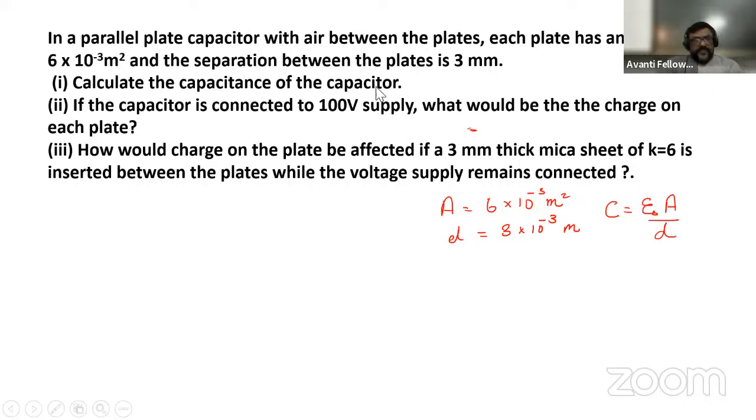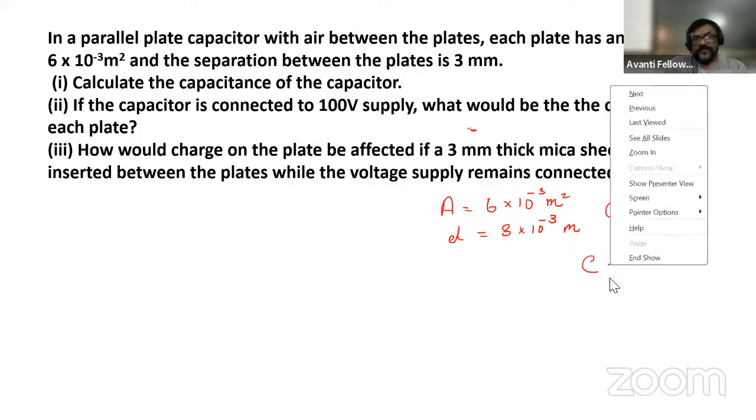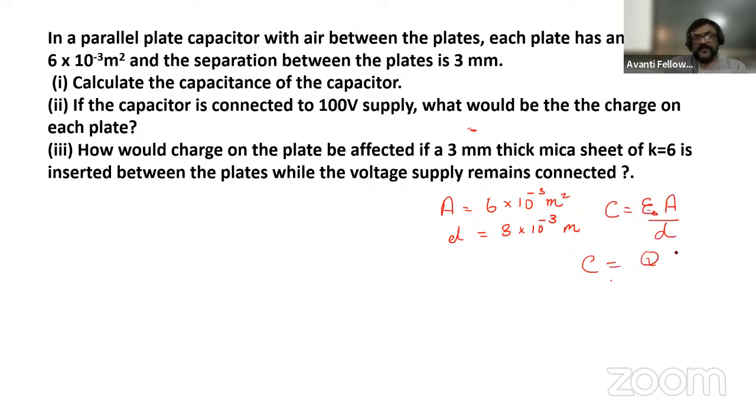Now, what is the second question? If this capacitor is connected to a 100-volt supply, what would be the charge on each plate? Once we have the capacitance C, and V is also given, we know the relation between C, Q, and V: C is equal to Q by V. So by using this relation, you will be able to find the charge on the plate. So it is also a direct question.